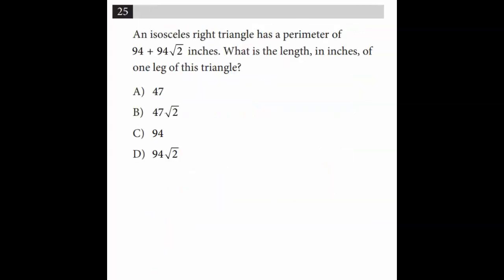An isosceles right triangle has a perimeter of 94 plus 94 square root of 2 inches.